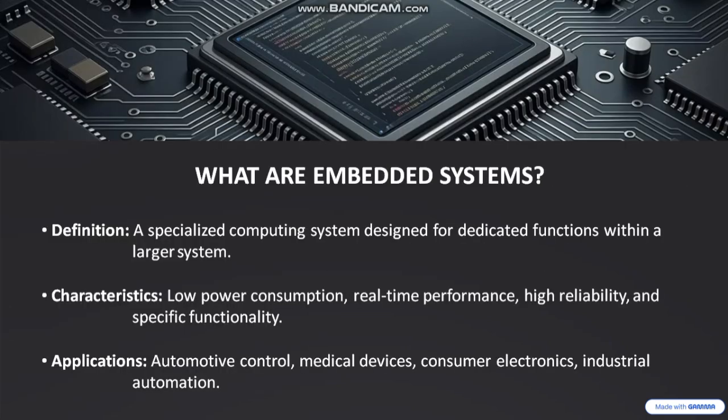Let's start with the questions that come to our mind. What are embedded systems? An embedded system is a specialized computer system that is designed to perform a specific task or function. Unlike a personal computer which can perform many tasks, an embedded system is designed to do only one job. These systems are usually part of larger systems. For example, washing machines, microwave ovens, and cars contain embedded systems inside them.